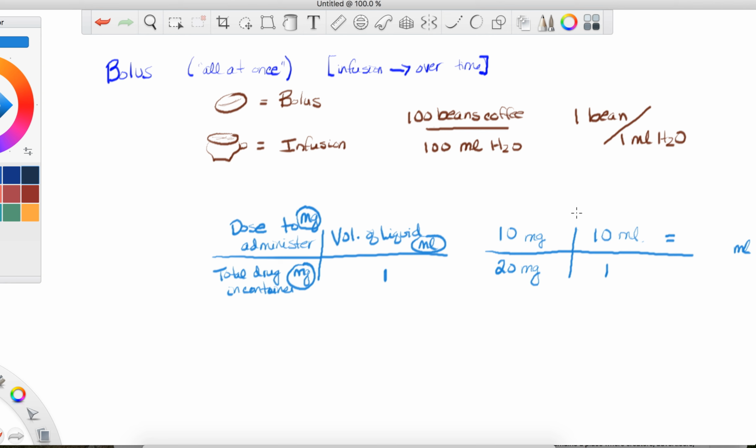We can either multiply straight across this way and multiply straight across this way, and we'll end up with a fraction, and then we'll divide the top number by the bottom number, and let's do it that way to start with. Okay, so 100 divided by 20 equals 5. So we know that if we give 5 milliliters of fluid, there's going to be 10 milligrams of drug mixed in there.